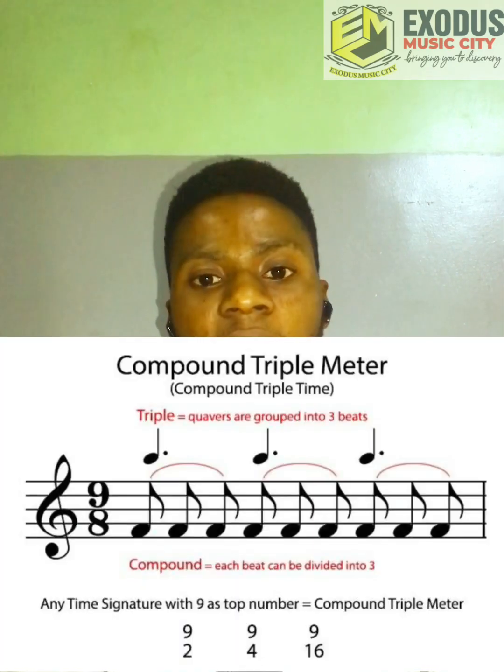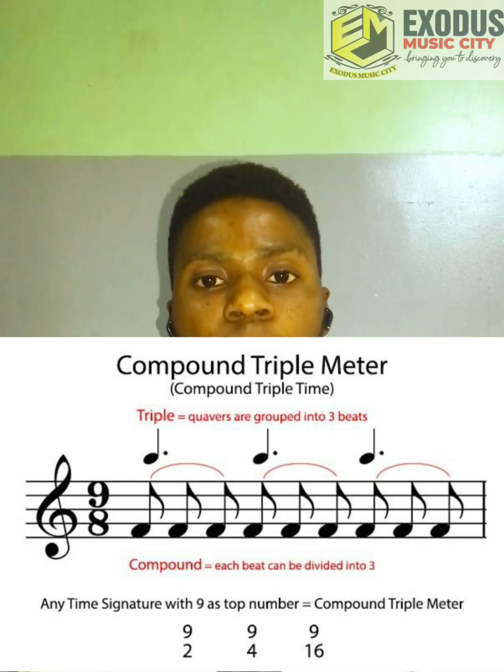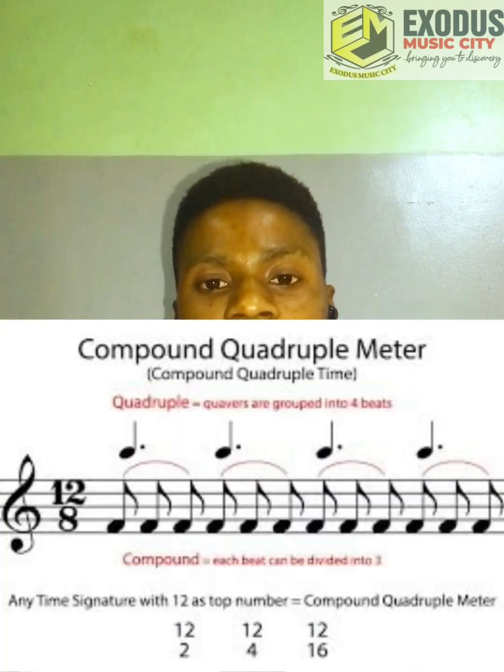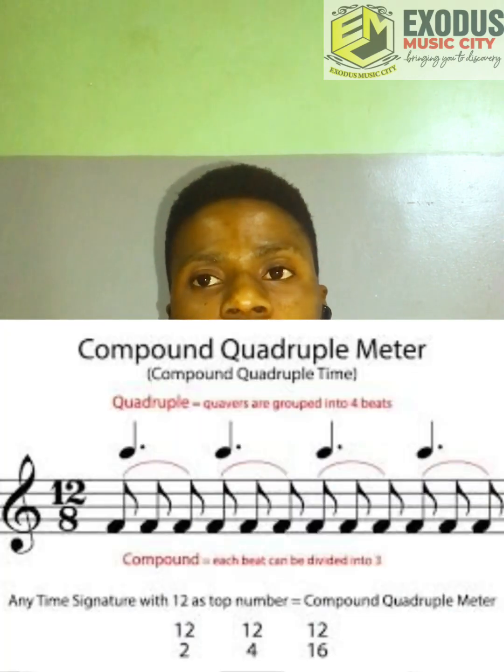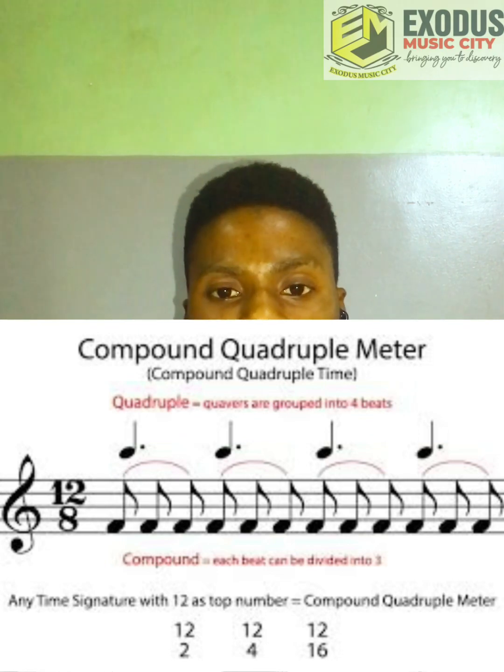So then the compound triple time signature, the upper figure must be 9. So that is 9-2, 9-4, 9-8, 9-16, and 9-32. Then compound quadruple, the upper figure must be 12. So we should have 12-2, 12-4, 12-8, 12-16, and 12-32.